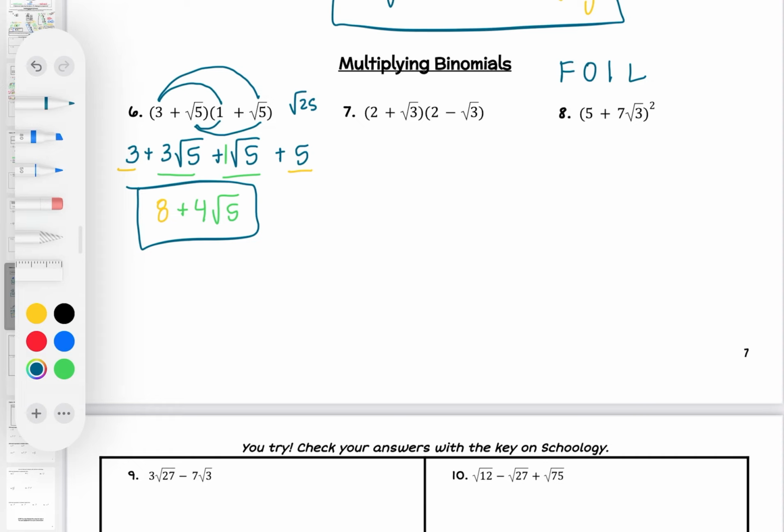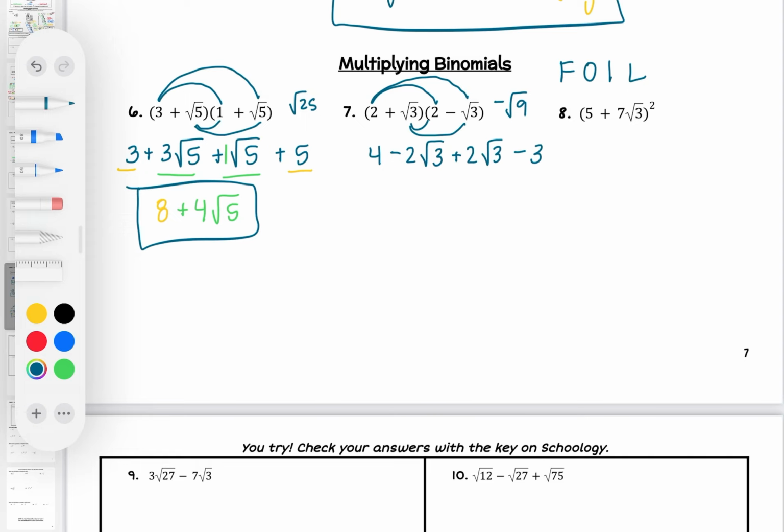All right, so we're just going to follow those same steps again for the next one. So we're going to do 2 times 2, and we get 4. 2 times negative square root 3, which would be negative 2 square root 3. Square root 3 times 2, which would be plus 2 square root 3. And then we would do square root 3 times negative square root 3, which would be negative 3. Because again, when we multiply those together, it would end up being negative square root of 9. We know the square root of 9 is 3.